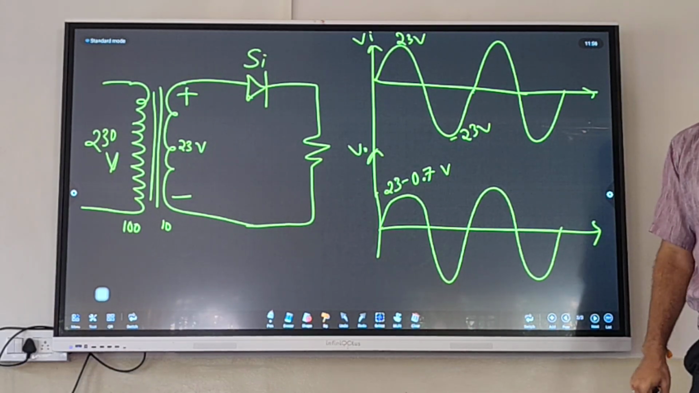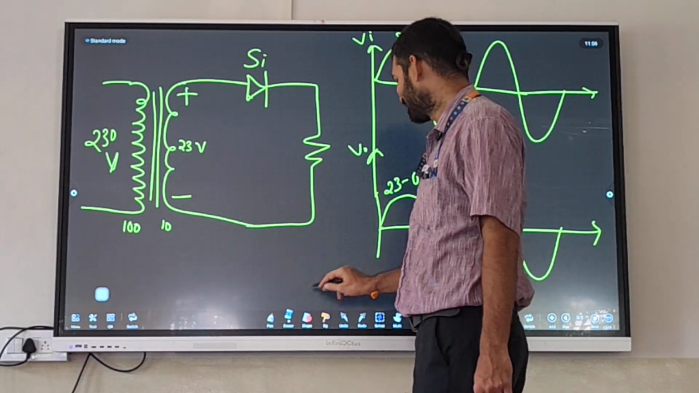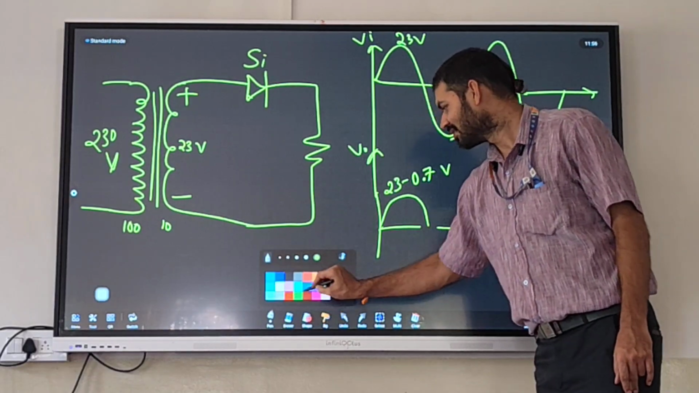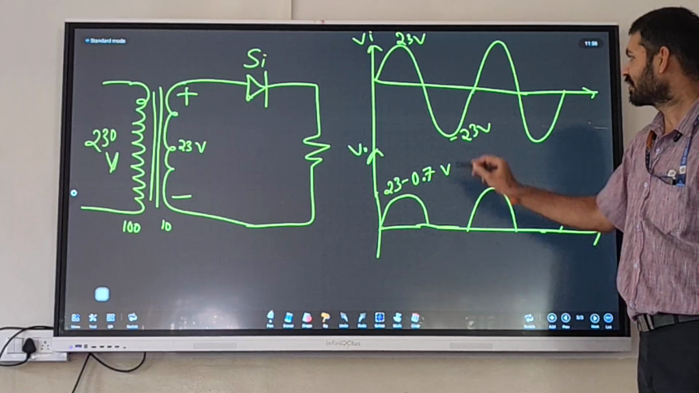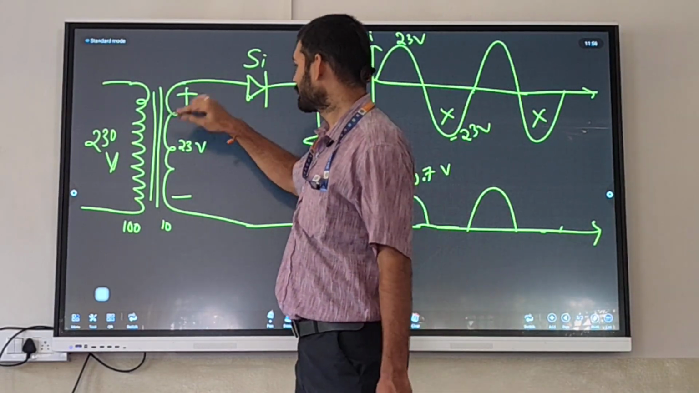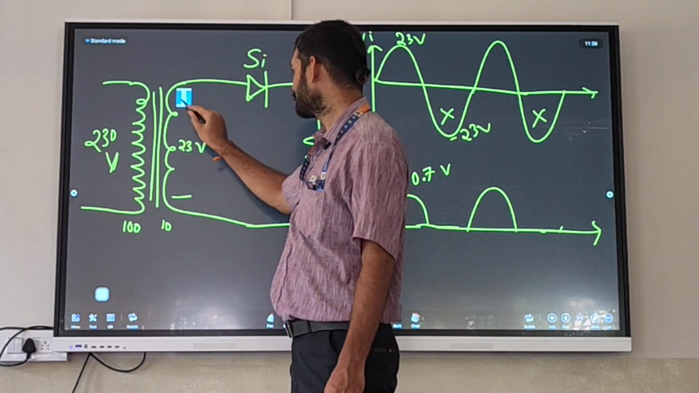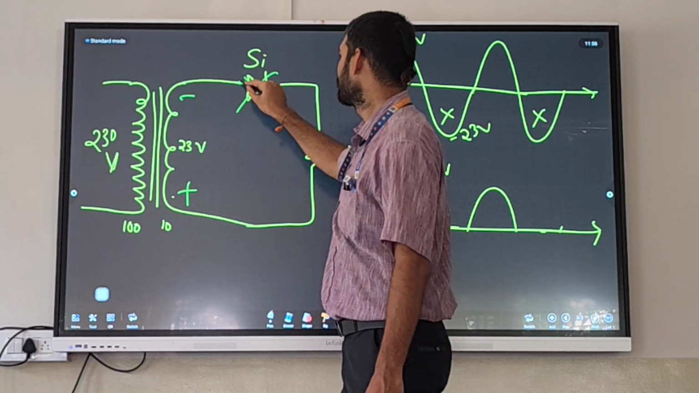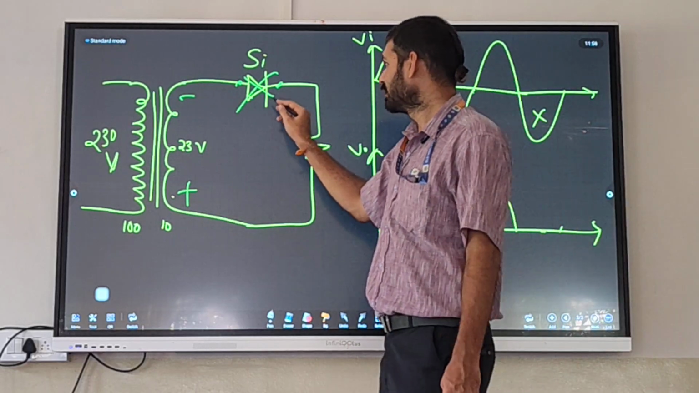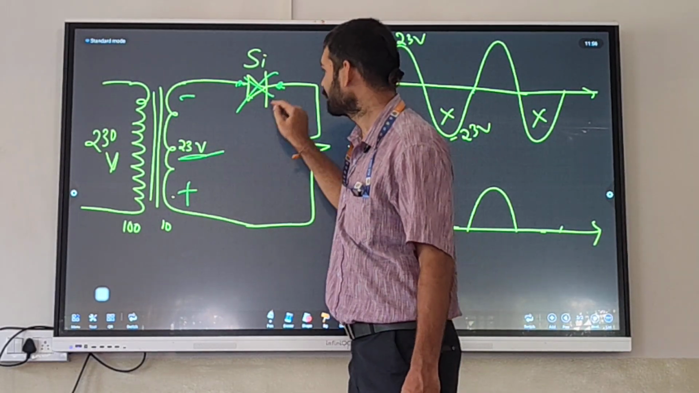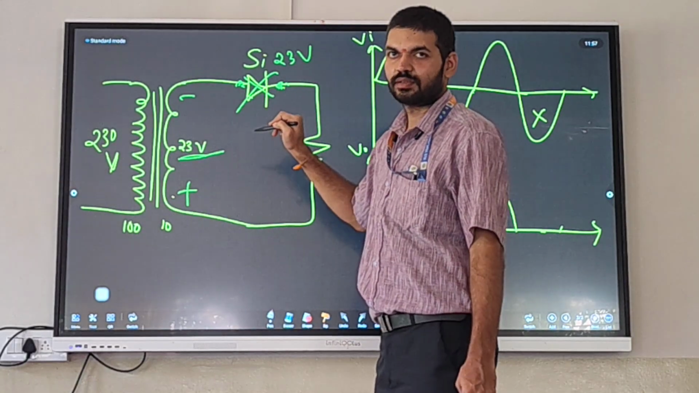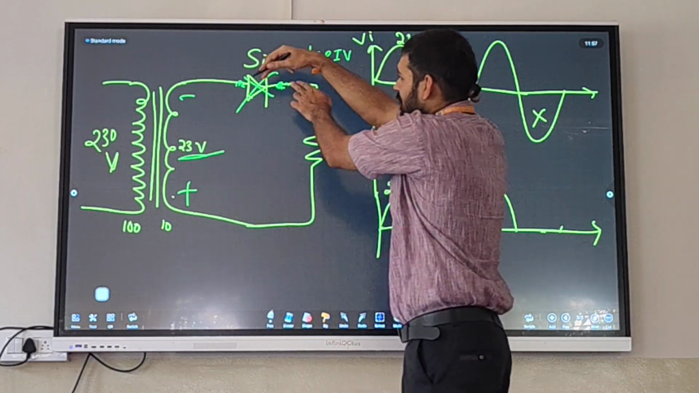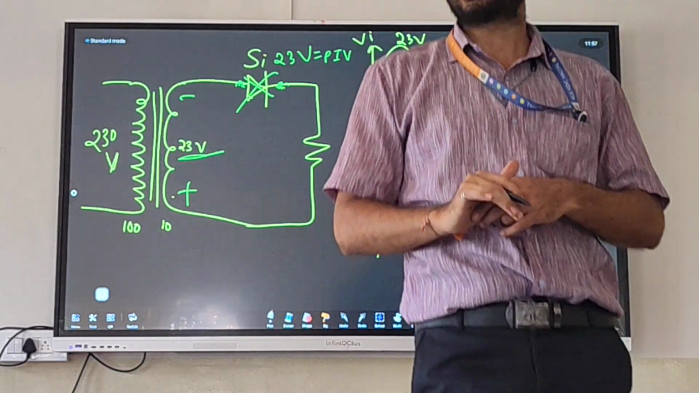Will the negative half be there or not? It will not be there. Why will it not be there? Because the negative half cannot be passed through the diode, as it will be reverse biased. At this point it will become negative. Negative to positive is reverse bias, so it will act like an open circuit. At that time, whatever voltage is coming across this point, 23 volts will appear here. That is called PIV, peak inverse voltage.